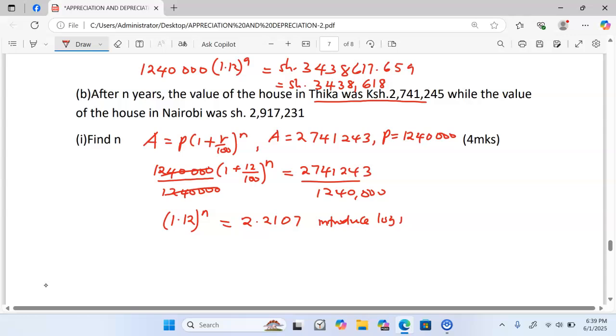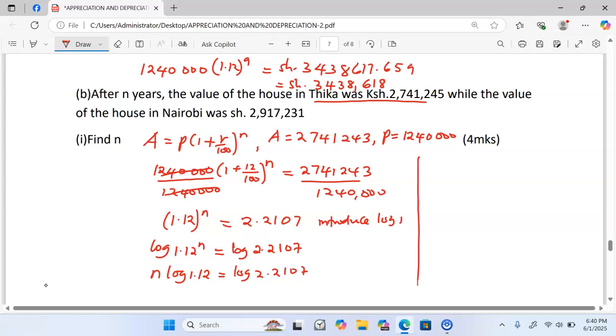Introduce logs on both sides. We are going to have the log of 1.12 raised to the power of n being equal to the log of 2.2107. According to the rules of logarithms, the n is going to multiply the logarithm such that we have n log 1.12 equal to the log of 2.2107. Now, if you divide both sides by log 1.12, the value of n is going to be equal to the log of 2.2107 divided by the log of 1.12.